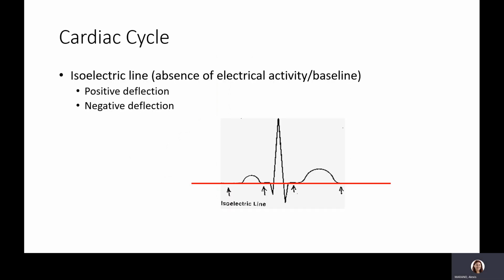We will also be talking about the isoelectric line, which is where we have the absence of electrical activity. Anything above this isoelectric line would have a positive deflection, and anything below is a negative deflection. You can see the isoelectric line is marked by this red line right here.